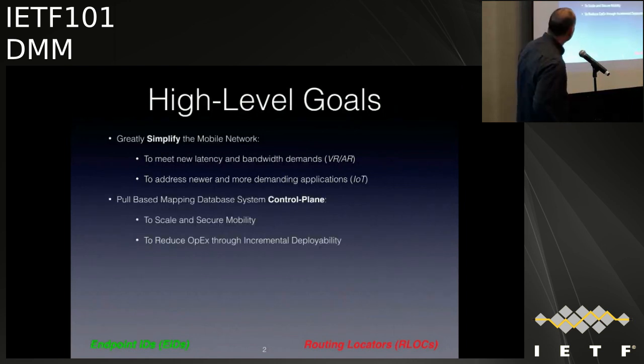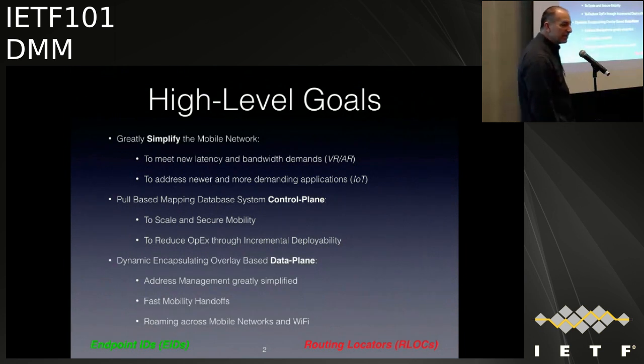If we use a pull-based mapping database control plane, we could probably scale and secure in a more centralized way. This should make management easier, so we don't have to touch so many nodes in the network. And we can reduce OpEx through incremental deployability. It's pretty much been proven over the years that using overlays you could deploy things incrementally and not have to touch the core network, put things on the edges where you need to. So that's the approach we want to take here as well.